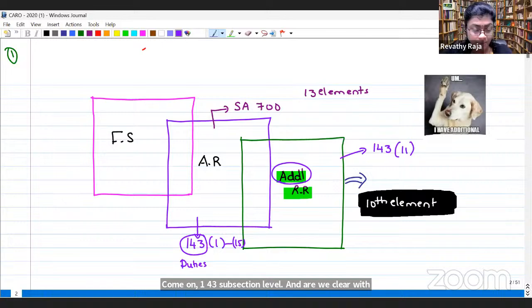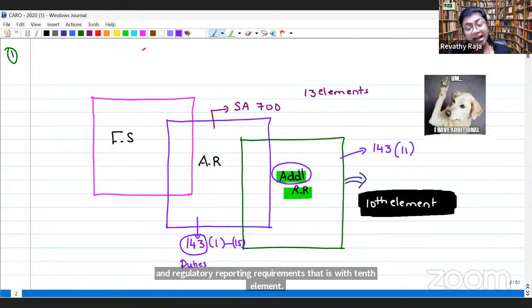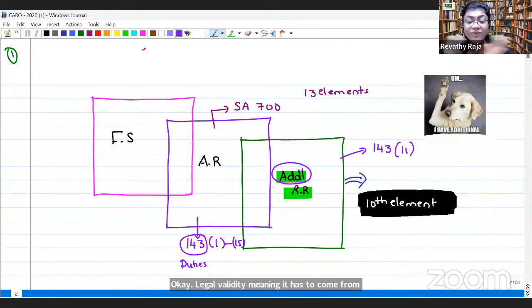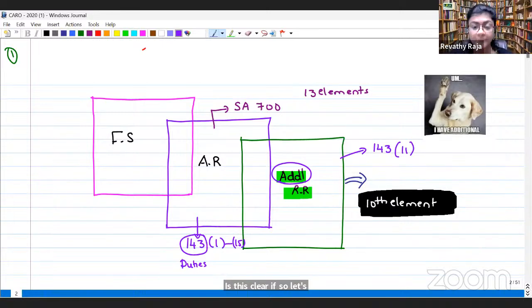Let me repeat. Financial statements are prepared. For that, we give the audit report. Our report is given as per SA 700. In SA 700, 13 elements are there. Of the 13 elements, CARO is the continuation of the 10th element, other legal and regulatory reporting requirements. Legal validity means it has to come from the Companies Act. Which section? 143(11). Now we call CARO an additional reporting requirement. Why? Because on top of the duty to inquire and duty to state, we report this. Is this clear? If so, let's continue to the next one.